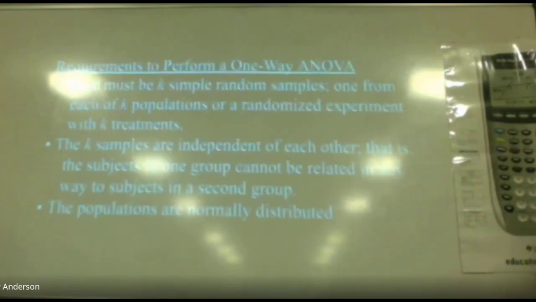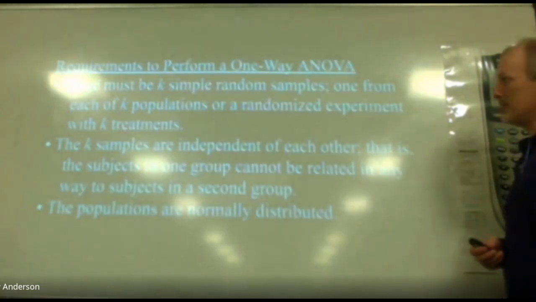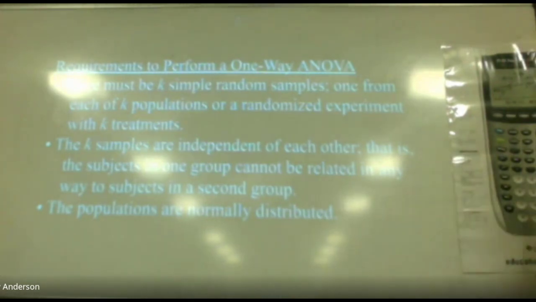Requirements. There must be n simple random samples, one from each of k populations. So you might be talking about, let's say, that your different populations are adult males, adult females, adolescent males, and adolescent females. That gives you 4 different populations to look at, right? And then you would take a random sampling from those populations and compare something about them.